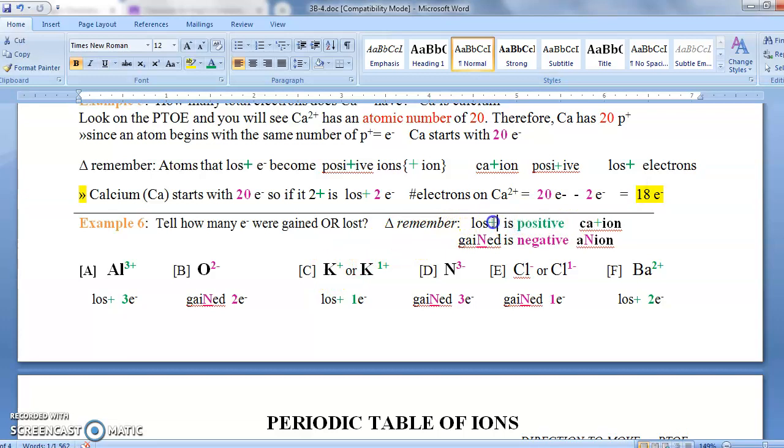Positive. The positive symbol, that right there, the word lost has the positive symbol in it. Positive means it's lost electrons, it's formed a cation. How many electrons has potassium lost to be left positive? It's lost one electron. It now has one more proton than electron. When it's positive, it means there's one more positive than negative. It must have lost a negative.